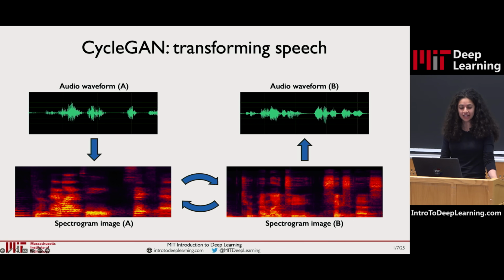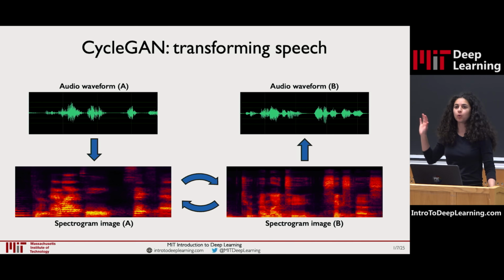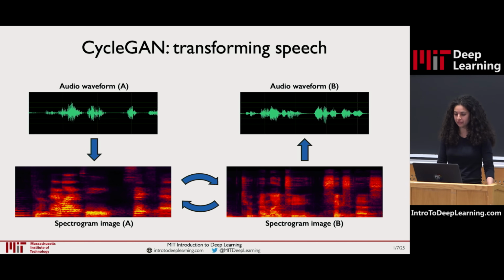What we did instead was use several hours of audio recordings and convert those recordings into spectrogram images for both the source voice and the target voice, and train the CycleGAN to do this unpaired translation from one voice domain to another.